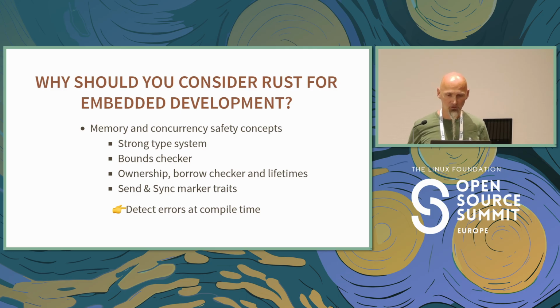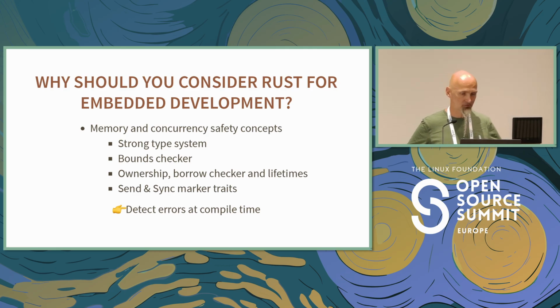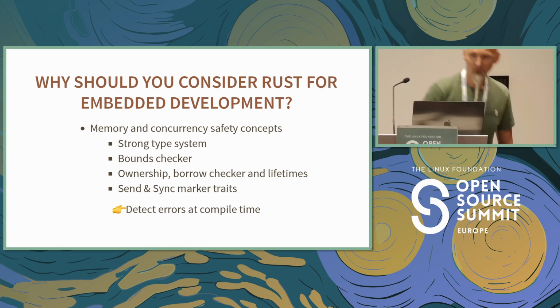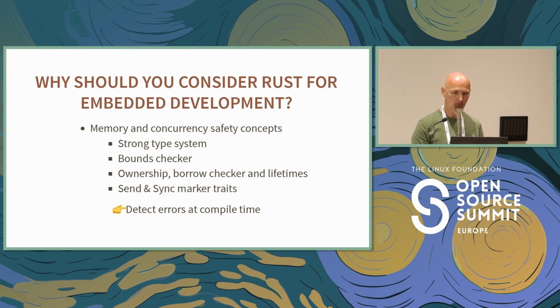Why should you choose Rust for an embedded project? And I think the most important point are the safety concepts that Rust brings with it. We have a strong type system, the borrow checker, the ownership model, lifetimes. They all try to minimize memory issues like buffer overflows, use after free, double free, and so forth. So that's basically gone with Rust.